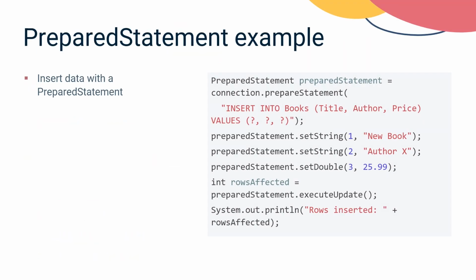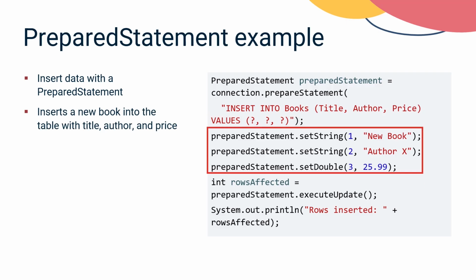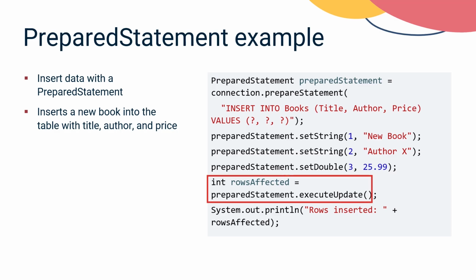This is an example of using a prepared statement object to insert data. This code inserts a new book into the table with the title new book, the author X, and price of $25.99. The SQL query includes placeholders, using a question mark, for values that are later replaced with actual data using the setString and setDouble methods. The executeUpdate method executes the insert command and returns the number of rows affected.